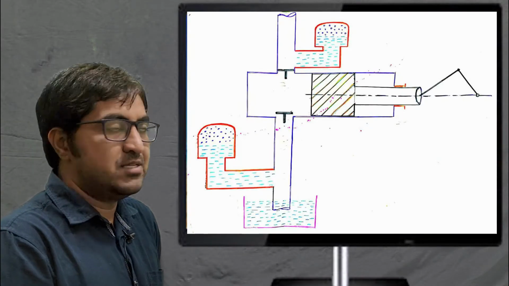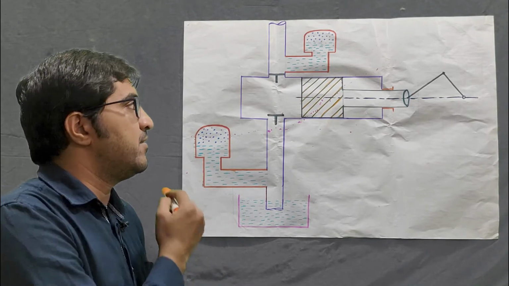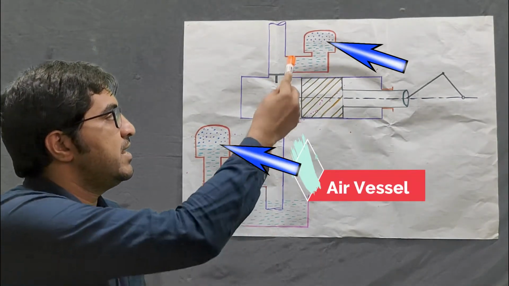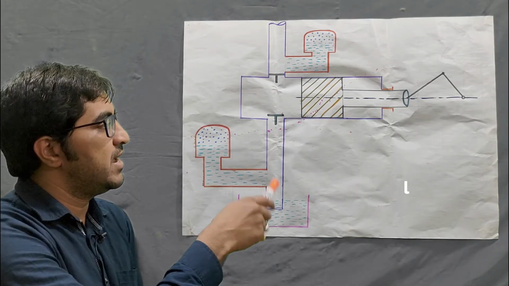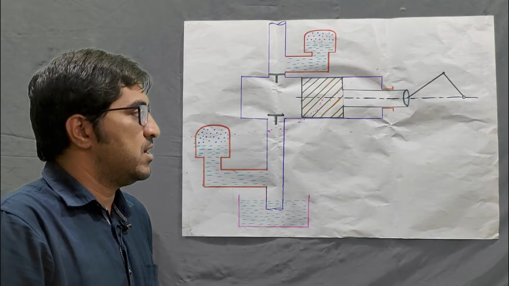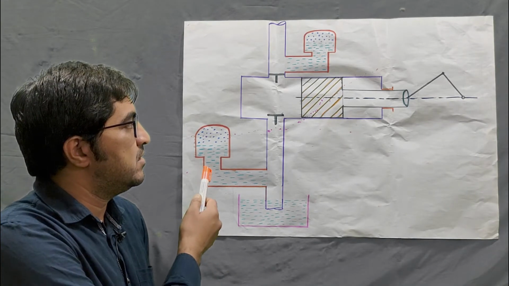Okay, today we will discuss in this video lecture the basic function of the air vessel. These are the air vessels, connected with the suction line and delivery pipe. It is a single acting reciprocating pump. First of all I will introduce the basic components, then after we will discuss the function of the air vessel.